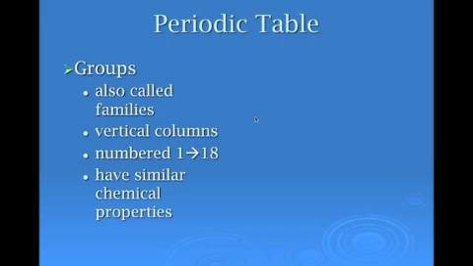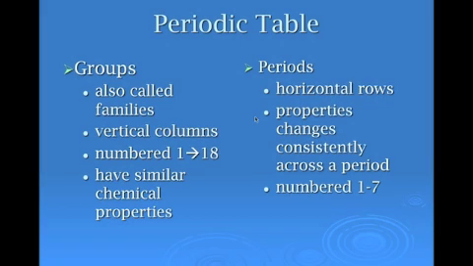Now, the periodic table is broken up into groups and periods. Groups are also called the families. These are the vertical columns. Vertical means that it's going up and down. They're numbered 1 through 18 on the top of the periodic table. In these groups, we see that they all have the same types of chemical properties. They'll react the same way.